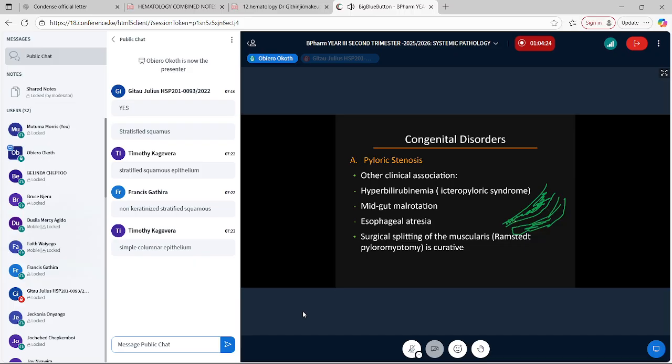So food is not passing through. So what you do is you split the muscle, you split the muscle so that you only leave the mucosa. And now food will be able to get sufficient pressure to pass through. Normally what we call Ramstedt's pyloromyotomy. And there's normally a dramatic response to this. In fact, you do the procedure and within 6 hours, your baby is feeding well. It's normally curative. This is what we are saying.